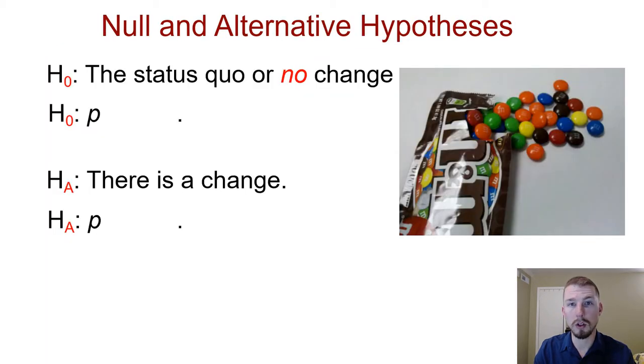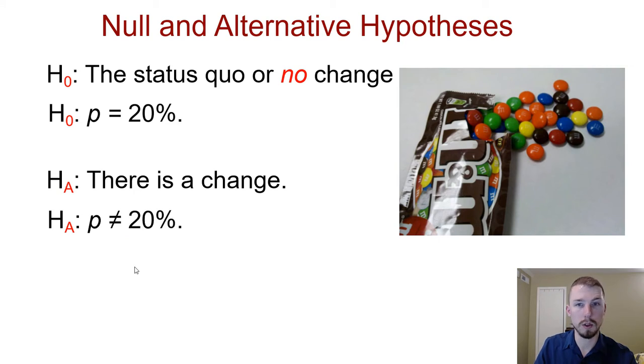So the claim from Mars is that 20% of all of their M&Ms are orange. So our null hypothesis will be assuming innocent until proven guilty. So it's going to assume that it's actually still 20%. So the null hypothesis is that the true proportion is actually 20%. Now the alternative hypothesis is going to be two-sided, because we're not only interested in if it's more than 20% or if it's less than 20%. Either one would be alarming to us, and so we're going to just simply say that the proportion is not equal to 20%. So that would be a two-sided test, because we're actually interested in being higher or lower than 20%.